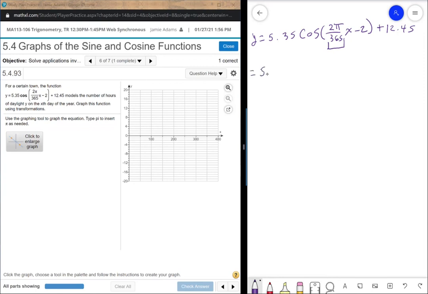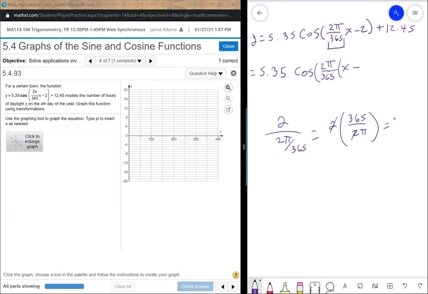And so this is going to be 5.35 times cosine, factor out 2 pi divided by 365, but 2 pi divided by 365 divided by itself is 1, so that's going to leave us with 1 times x, minus, well now I've got to factor 2 pi divided by 365 out of negative 2, so 2 divided by 2 pi over 365. Fraction division is fraction multiplication, that's going to be 2 times 365 divided by 2 pi, and so 2 divided by 2 is 1, that's going to leave us with 365 divided by pi. 365 over pi, all added to 12.45.